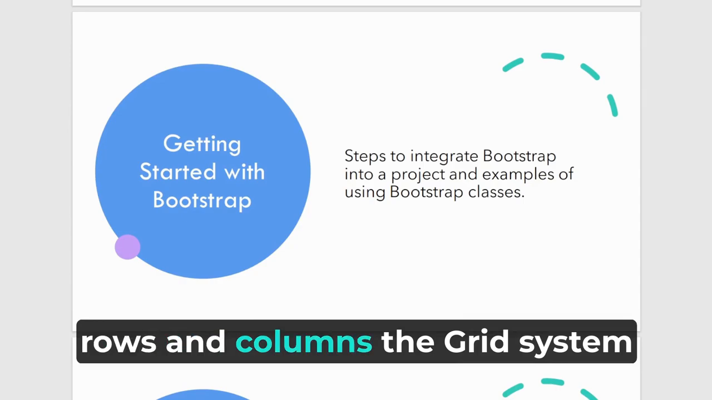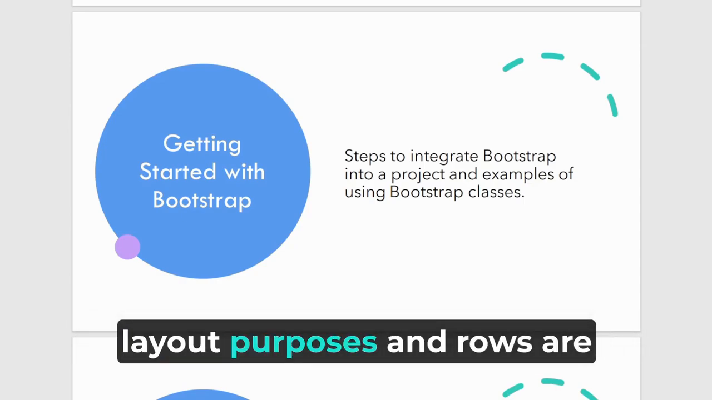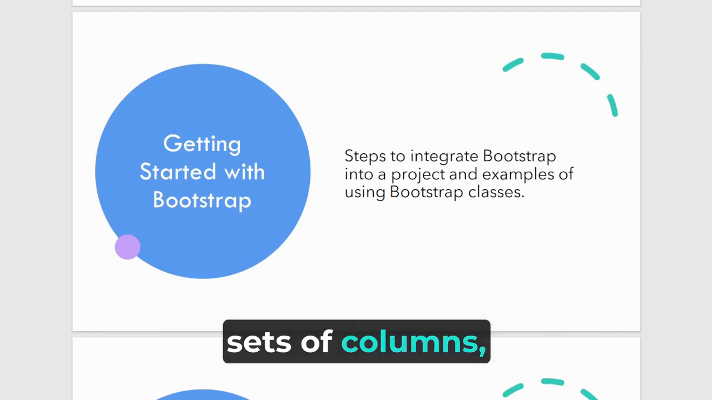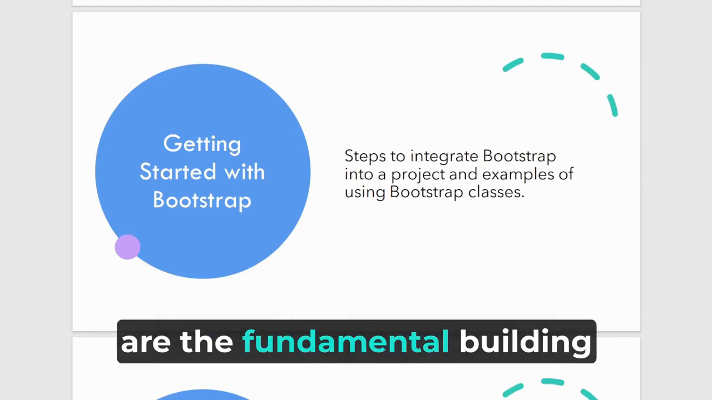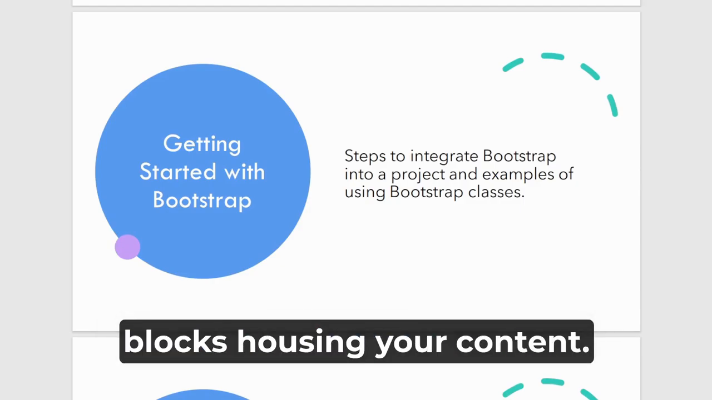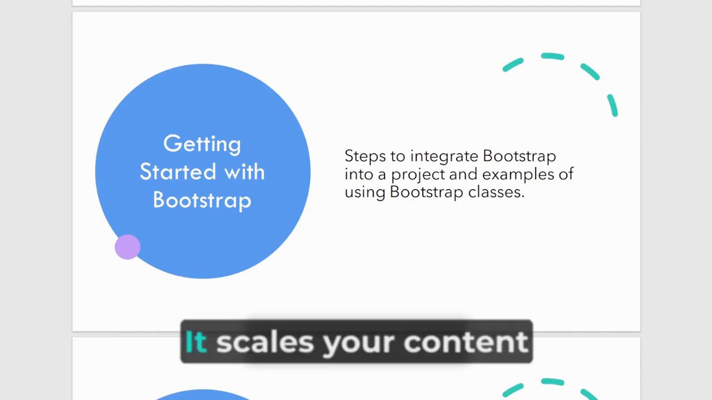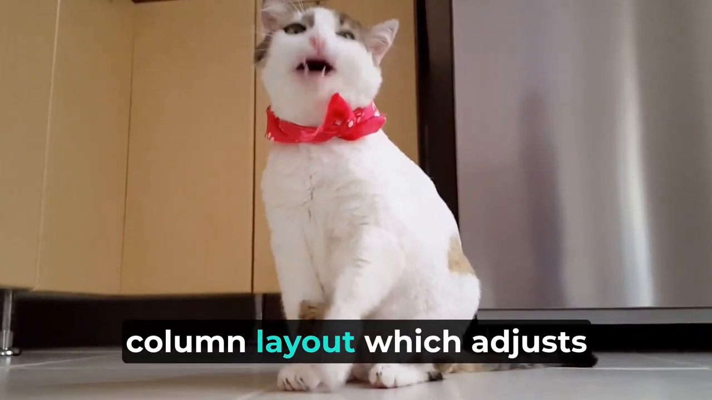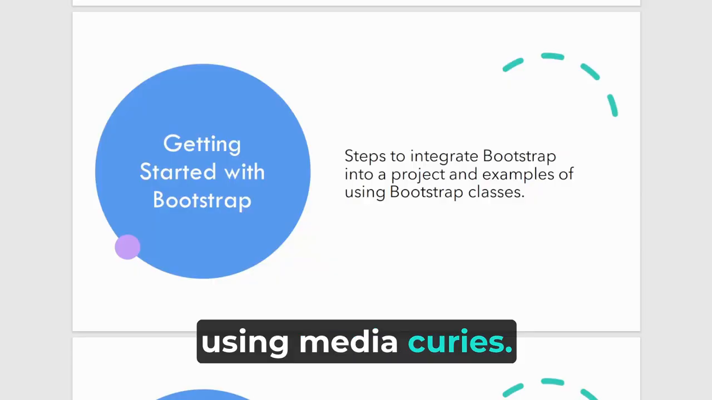Containers, rows, and columns. The grid system in Bootstrap uses containers for layout purposes, and rows are used to group horizontal sets of columns, ensuring proper alignment and spacing. Columns then are the fundamental building blocks housing your content. Responsive design basics. Bootstrap's grid system is responsive. It scales your content gracefully to different screen sizes. This system is based on a 12-column layout, which adjusts according to the screen size using media queries.